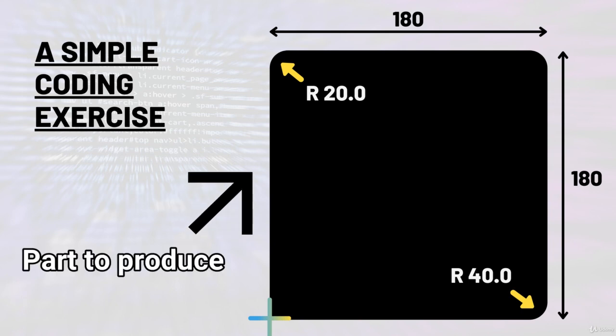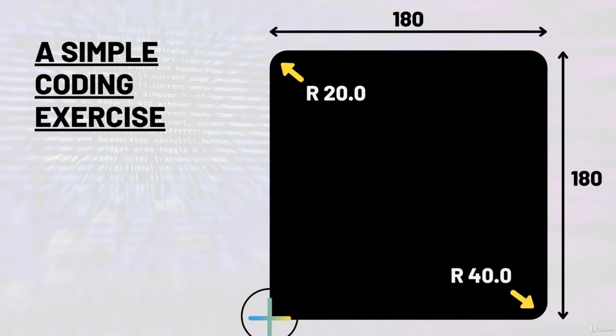Now, this is the part that we have to produce with the CNC machine. The bottom left corner of the part is the datum. This is where we set the 0 position on this particular part. So, X is equal to 0, Y is equal to 0 and Z is equal to 0 will be on the top surface of the component.